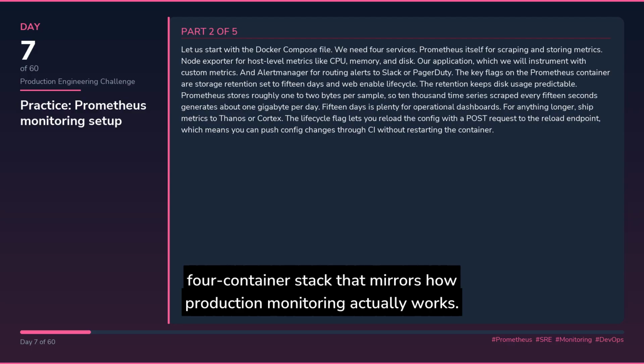The lifecycle flag lets you reload the config with a POST request to the reload endpoint, which means you can push config changes through CI without restarting the container.